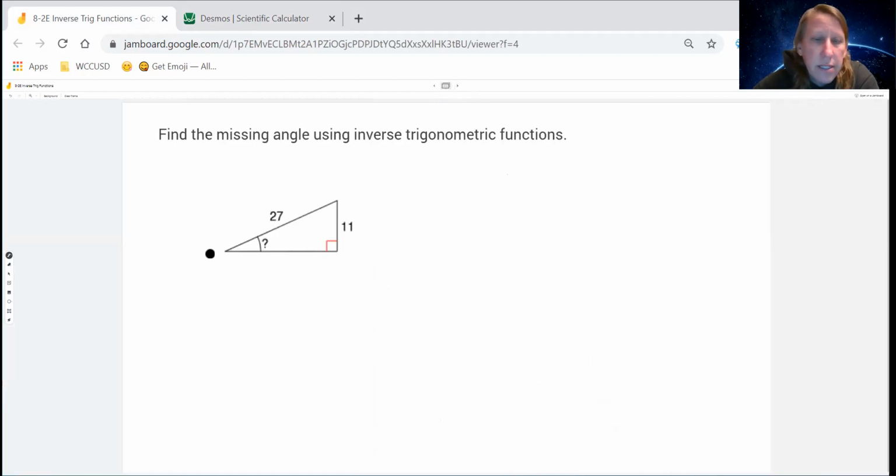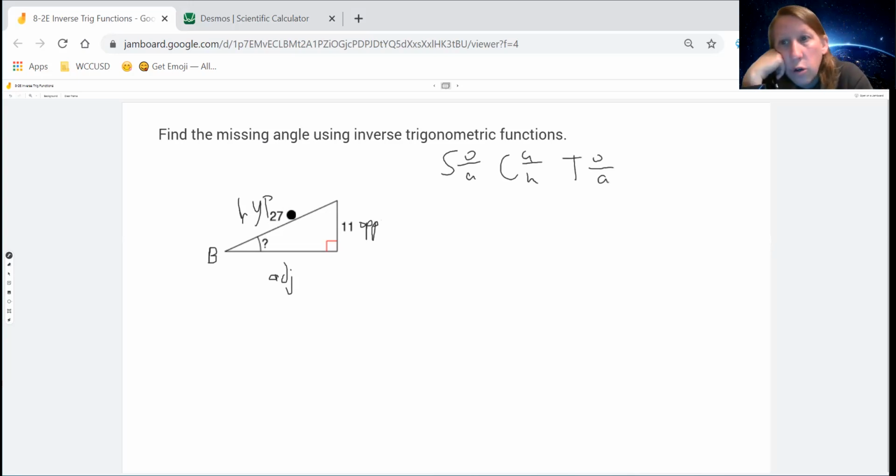Hey, look, here's a missing angle. Let's call it B. What's this? Opposite. What is this side? Adjacent. And what is this side over here across from the right angle? That's the hypotenuse. All right, so what am I going to use? I'm going to use SOH, CAH, or TOA for this problem: sine, cosine, or tangent. And the formula is right there if you memorize it. SOH, CAH, TOA.